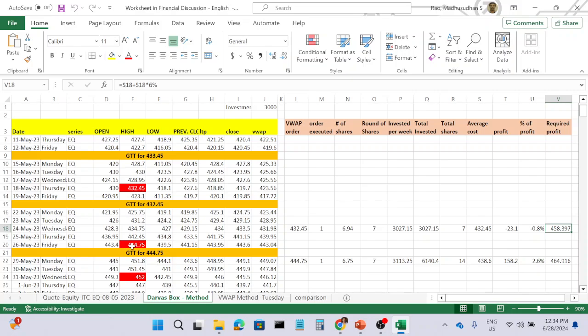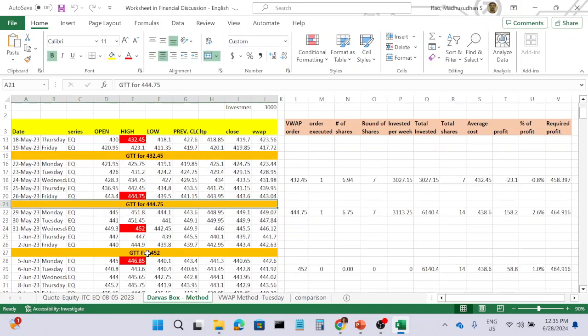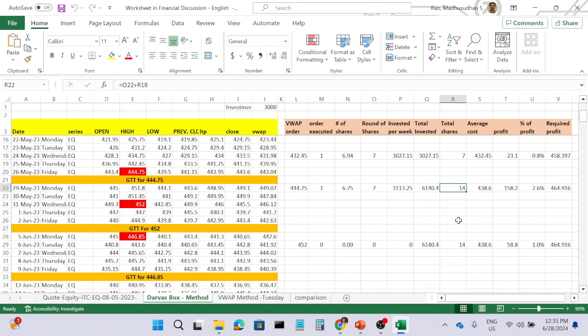The next week again, we identified 444.75 as a high price. We ordered the GTT, and the trigger happened the next day itself. Again, seven more shares were bought, so in total we have 14 shares. And we also see that the profit is around 2.6%.